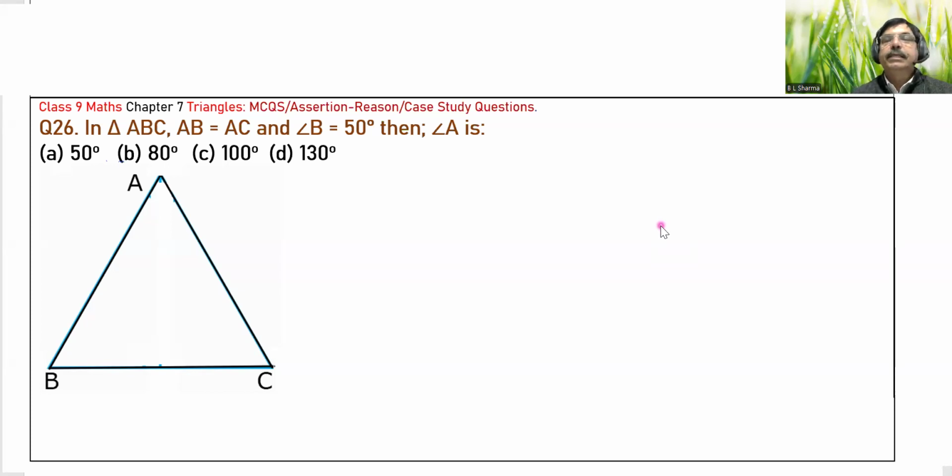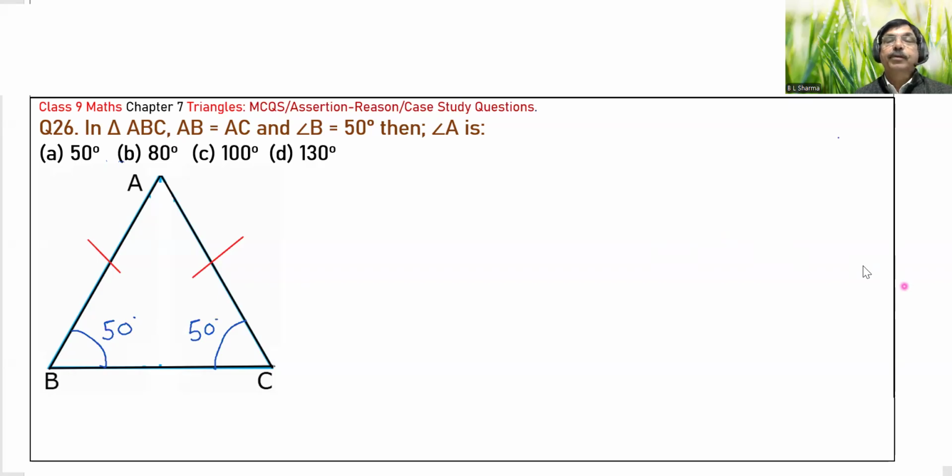In triangle ABC, AB is equal to AC. When two sides of a triangle are equal, then their opposite angles are also equal. So angle B is equal to angle C. Angle B is 50 degrees, so angle C will also be 50 degrees.